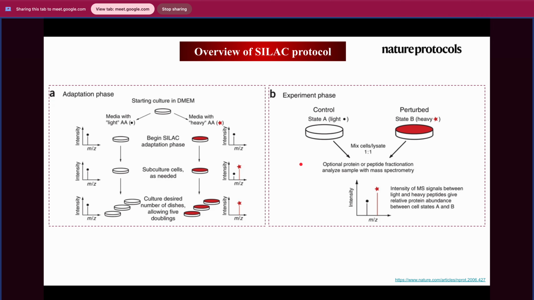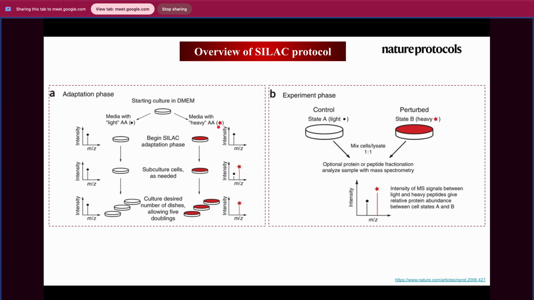And in this, they have also mentioned that there are two phases of the SILAC protocol. One is the adaptation phase, another is the experimental phase. An adaptation phase means the time when our cells are adapting to the heavier isotope. So firstly, we start with some cell lines, some culture in DMEM, and then media with the light amino acid, which is the normal media, and then in another sample, there will be media with the heavy amino acid, which will have the heavier isotope, which can be carbon labeled with the heavier isotope, or it could be hydrogen, or it could be nitrogen. So anything could be labeled depending on your need, and there will be different mass differences.